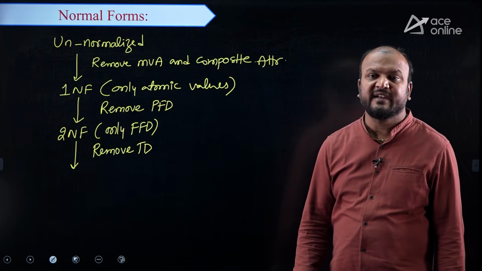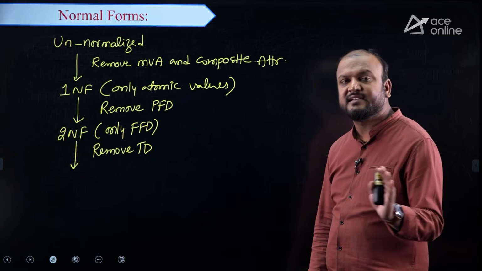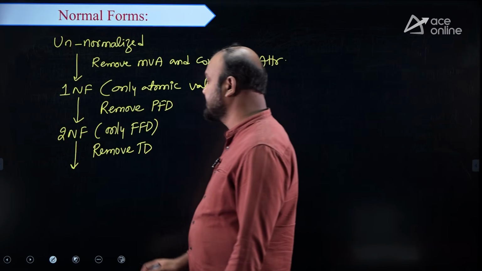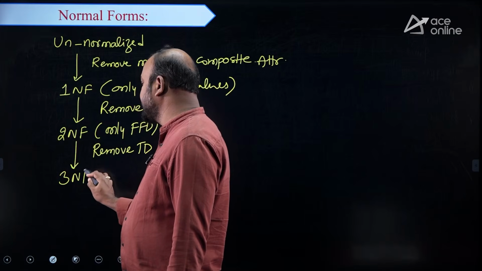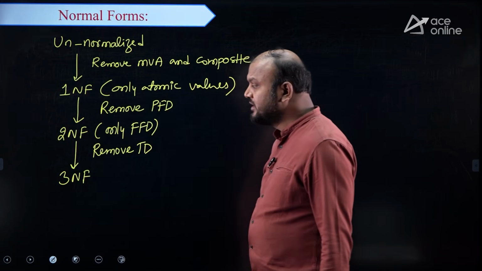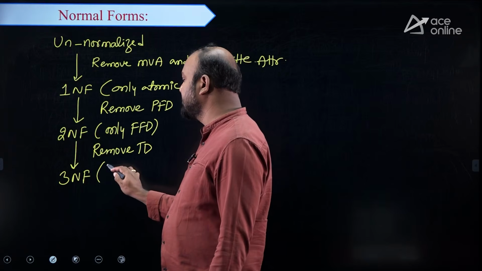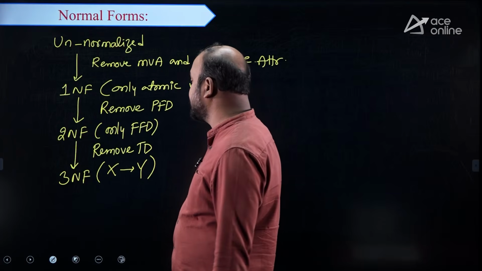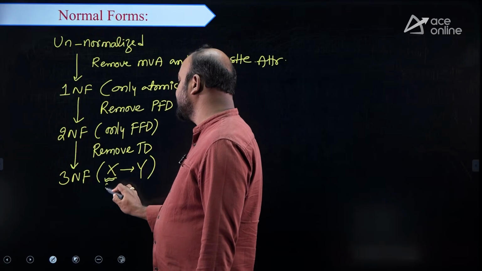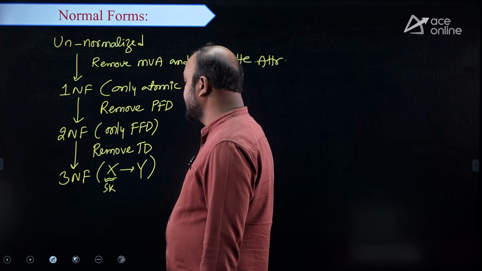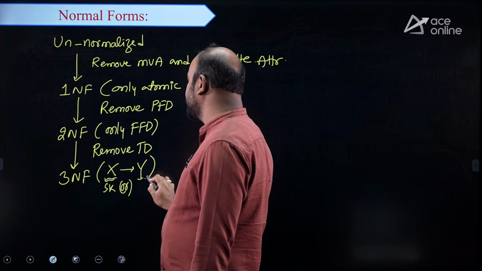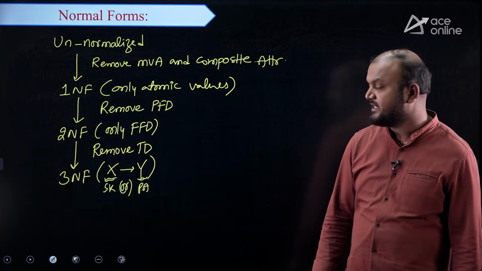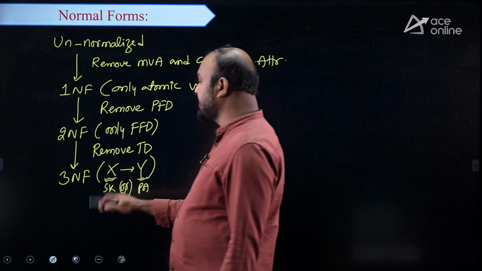Recollect what is the format of transitive dependency? Left-hand side non-key, right-hand side non-key. It is called transitive dependency. If transitive dependency is there, we have to remove it to make the relation into 3NF. 3NF has a rule that if X to Y is a dependency, X is going to become a super key or Y should become a prime attribute. As you know, what is the meaning of prime attribute? Prime attribute is an attribute of a candidate key, right? Either-or condition.